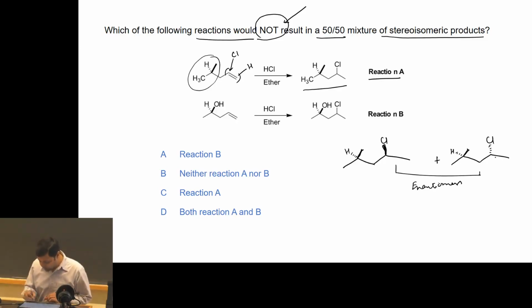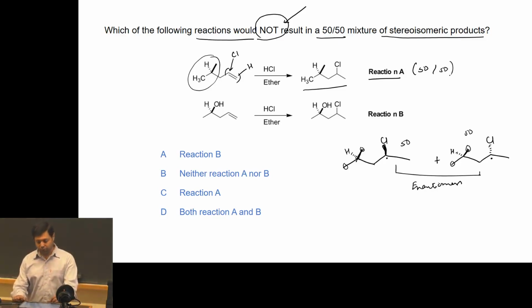This is the only chiral center in the molecule. This is not chiral because both of these are CH3s. Right? So you will get enantiomers and you will get 50-50 of each of them. So reaction A will generate 50-50 mixture of products. All right. Let's take a look at reaction B.